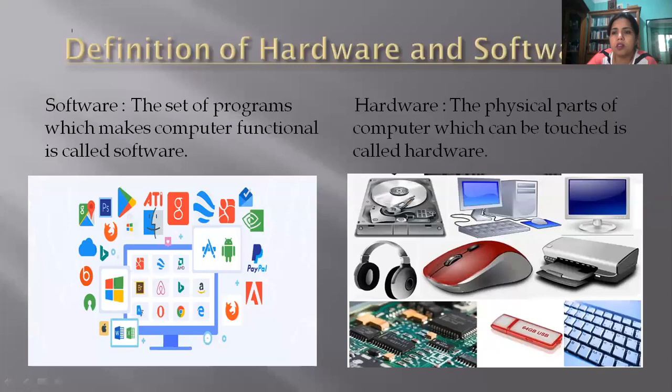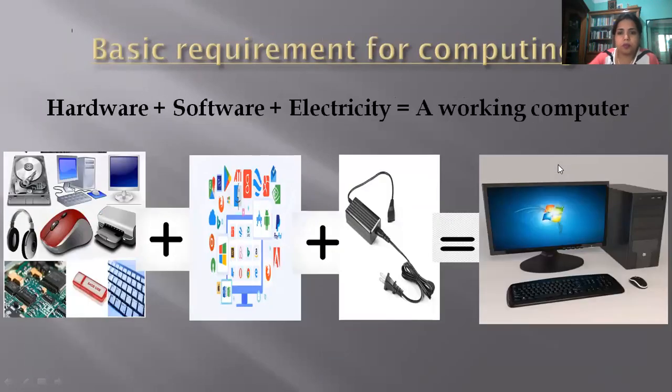Done? Okay. Now I'm moving to next slide. This is basic requirements for computing. Write down hardware plus software plus electricity equals to a working computer. Sometime question may come, what are the basic requirements for computing? Then you have to write hardware plus software plus electricity, or hardware, software, and electricity.